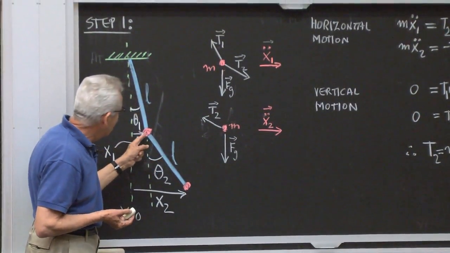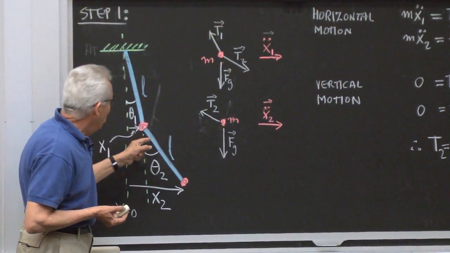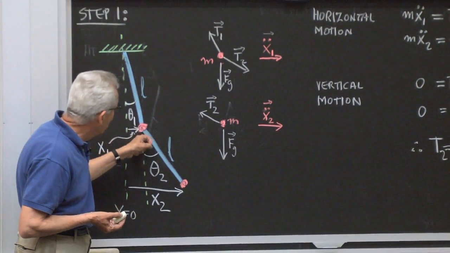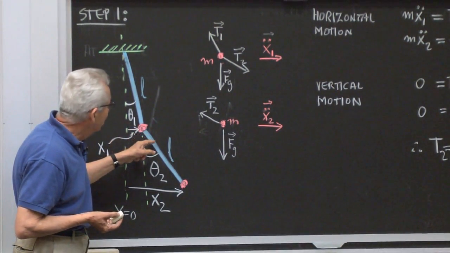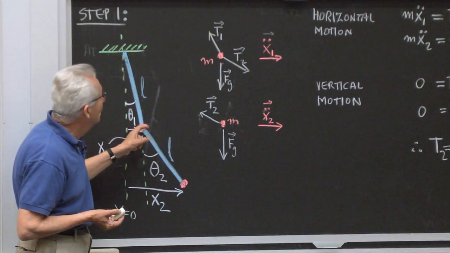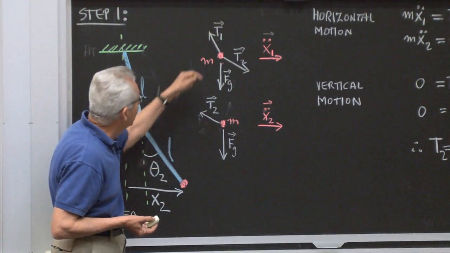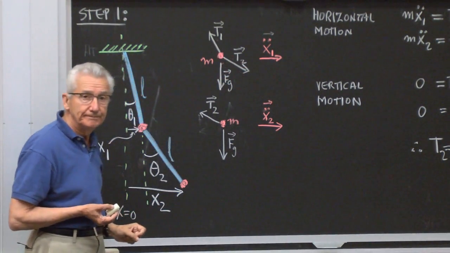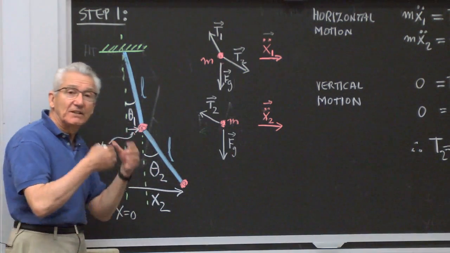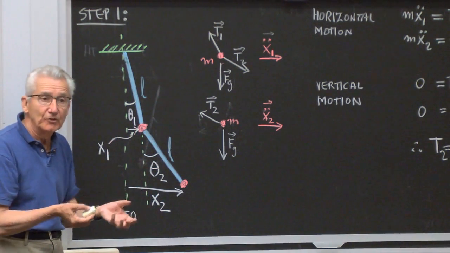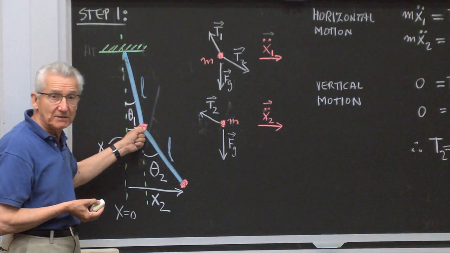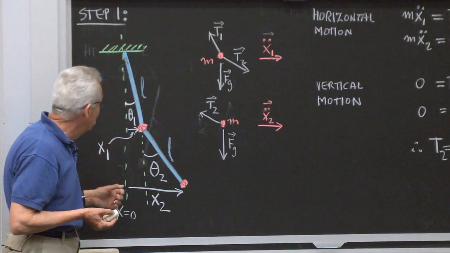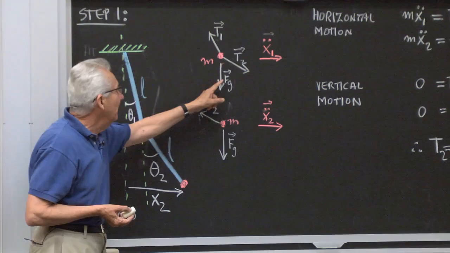This string is attached to that mass. It has a tension, so it's pulling on this mass. That tension I call T2, so there will be a force along that direction, T2. This sits in a gravitational field. Gravity acts on this mass. There is a force downwards due to gravity, Fg.